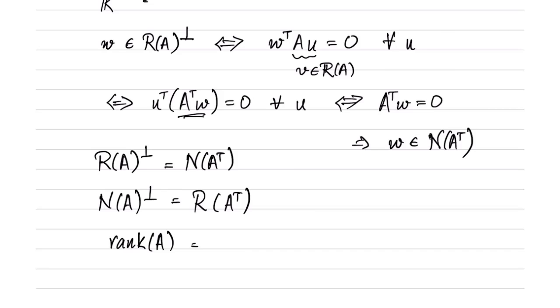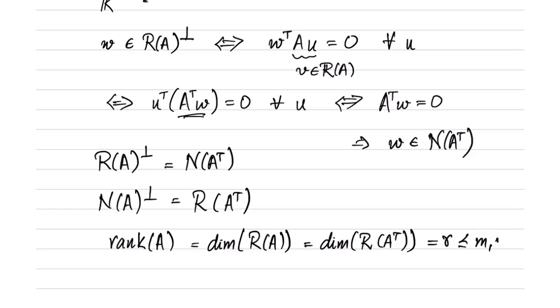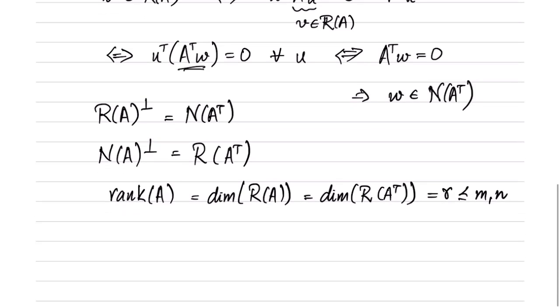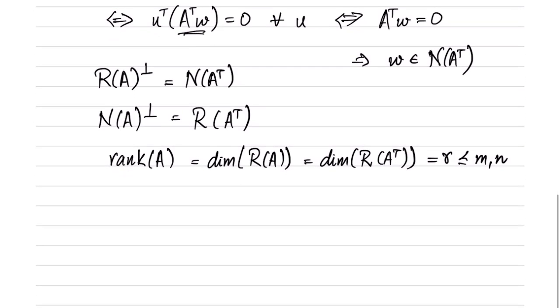And then one more property, which I am sure you are familiar with, is that the rank of A is the dimension of the range space of A, and it turns out this is also the dimension of the range space of A transpose, right? This is what we call R, and it has to be less than or equal to both M and N. So now, having defined the four fundamental spaces and having related them, let us look at the singular value decomposition.